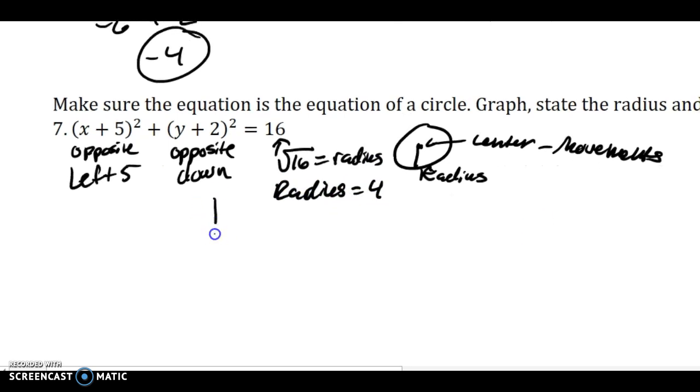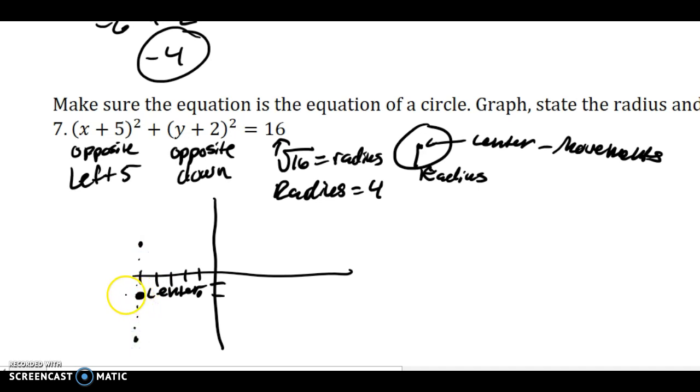So now we can do this. So we can go left 5, down 2. 1, 2, 3, 4, 5. 1, 2. And we have the center of our circle. Now the radius is 4. So that means that we have 4 in every direction. So 1, 2, 3, 4. 1, 2, 3, 4. And then we can draw the circle that is made by all these radii. And that's our circle.